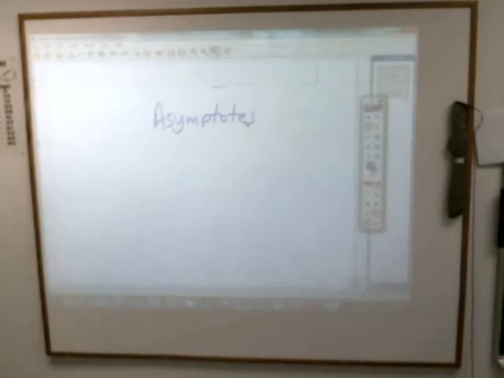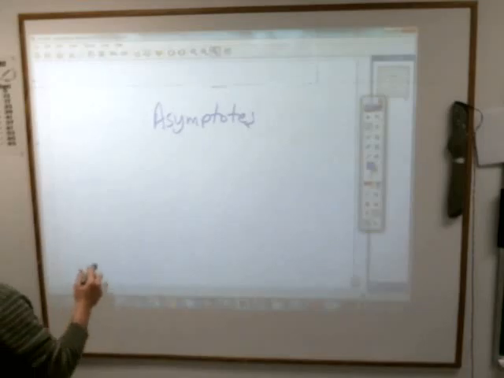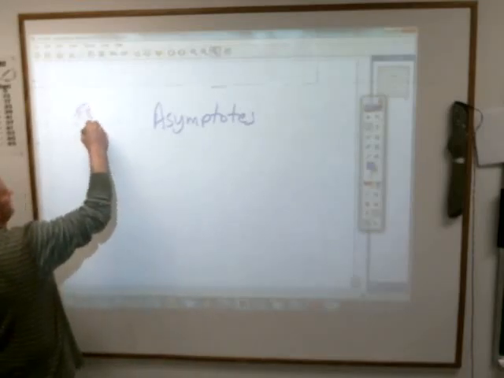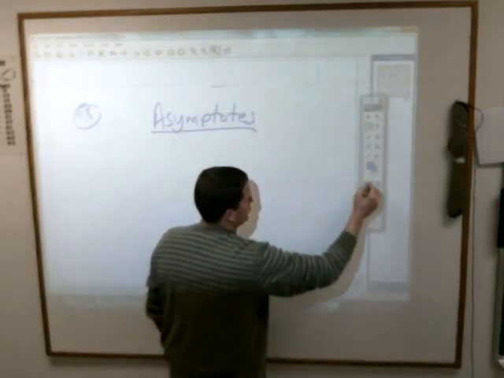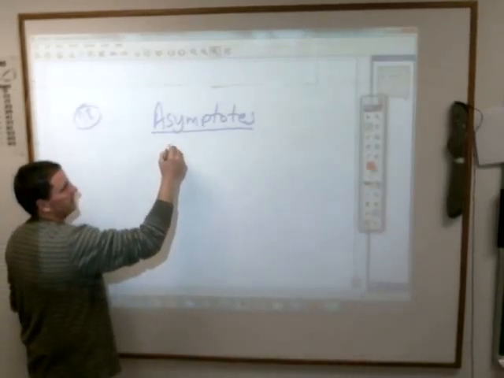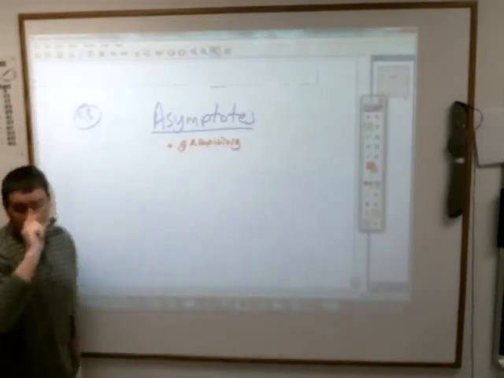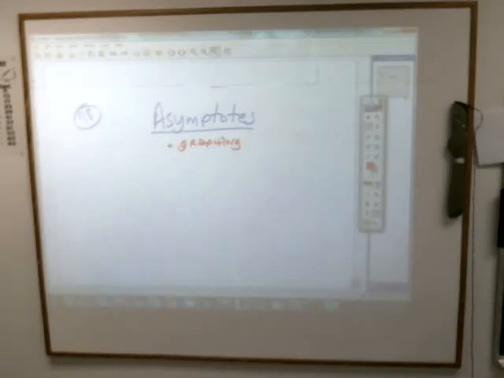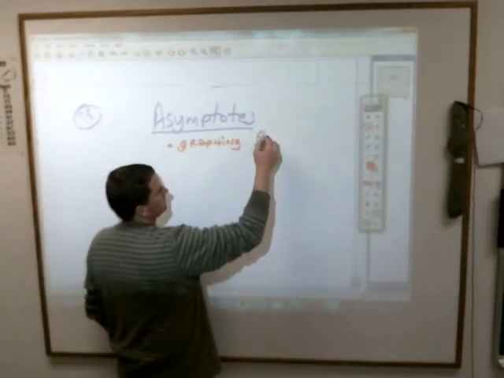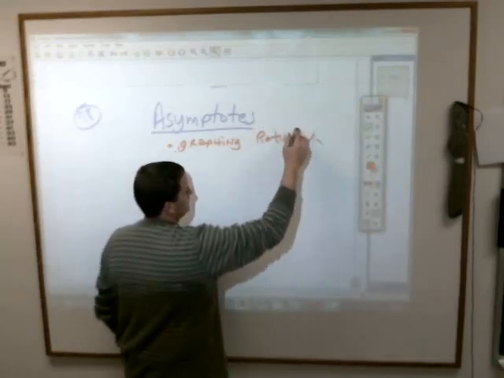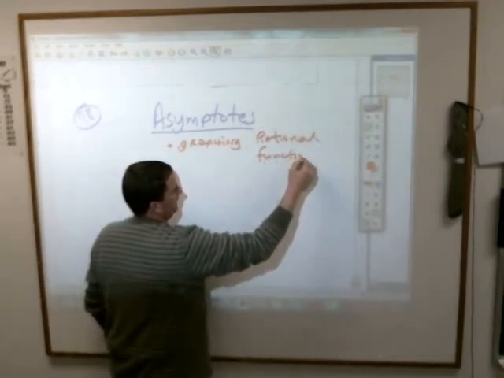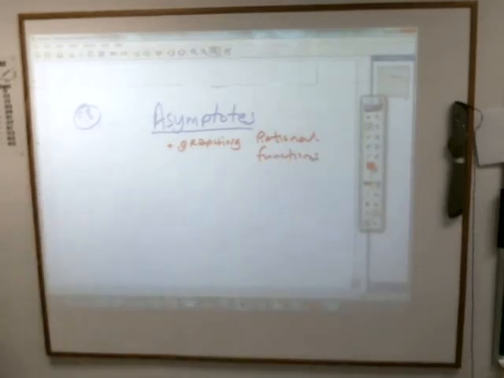Write that down there. Asymptotes, I think, is best pronounced. If you're looking in the book, page 78. The subheading is graphing rational functions, and more specifically, things that look a little like this.